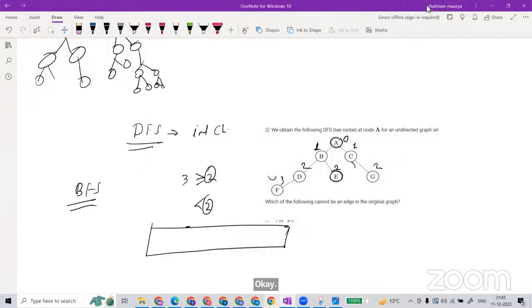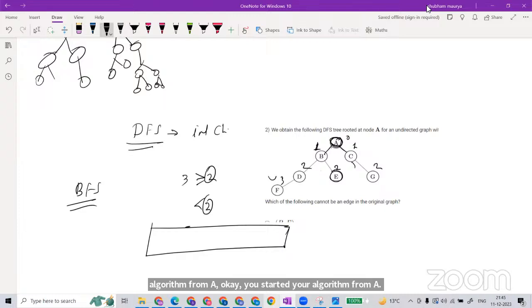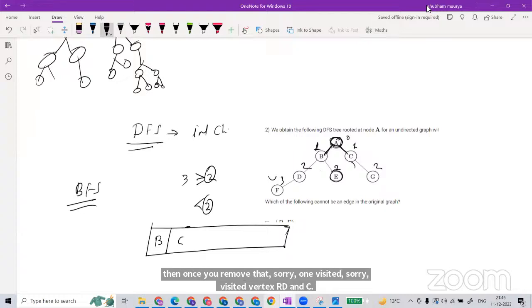So in BFS, why is it so? If you remember, the queue is first come first out. Suppose you started your algorithm from A, and there is an edge between these two. So you will write like this, and once you remove B, the visited vertices are B and C.